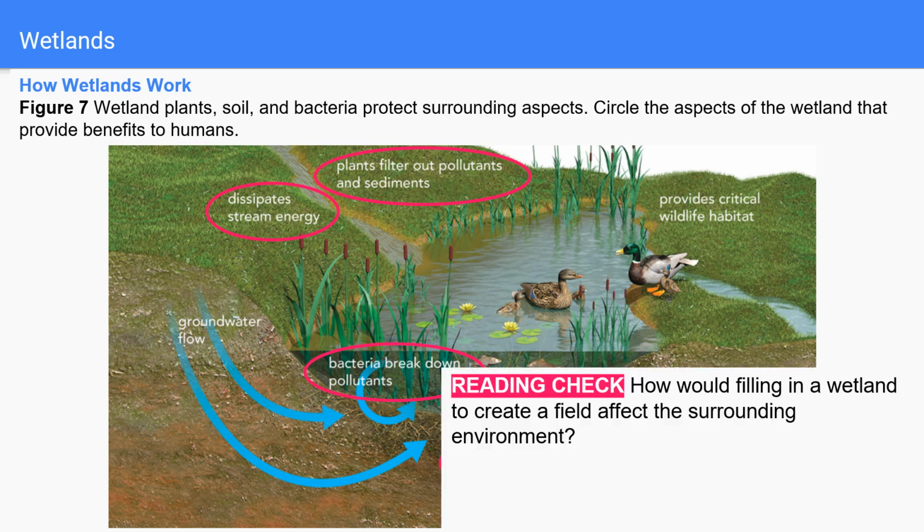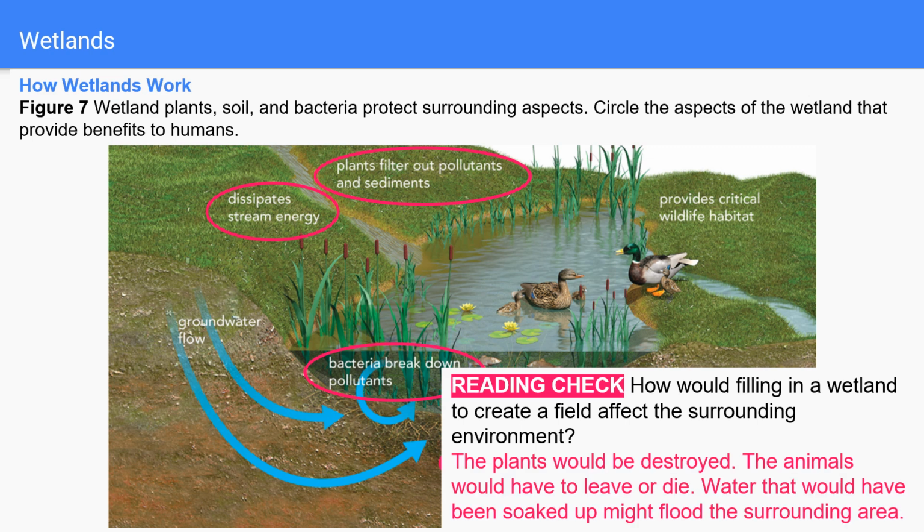Reading check. How would filling in a wetland to create a field affect the surrounding environment? The plants would be destroyed, the animals would have to leave or die, and water that would have been soaked up might flood the surrounding area.